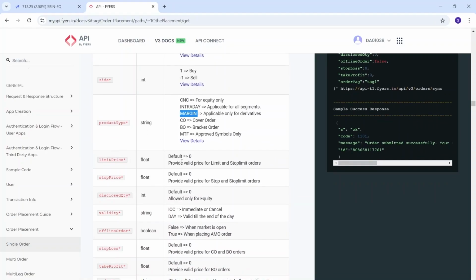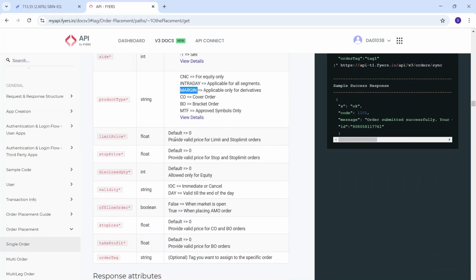And these are all the different prices. So limit price is required whenever I'm using a limit order or a stop limit order.